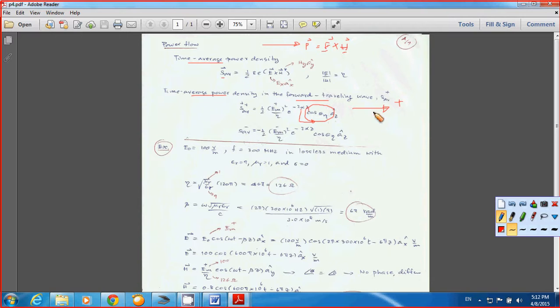And for the reflected wave, I put this negative sign here. It's equal to negative 1 over 2, because it moves in the opposite direction of the forward traveling wave. This one moves in the positive z direction, and this one has to move in the negative z direction.